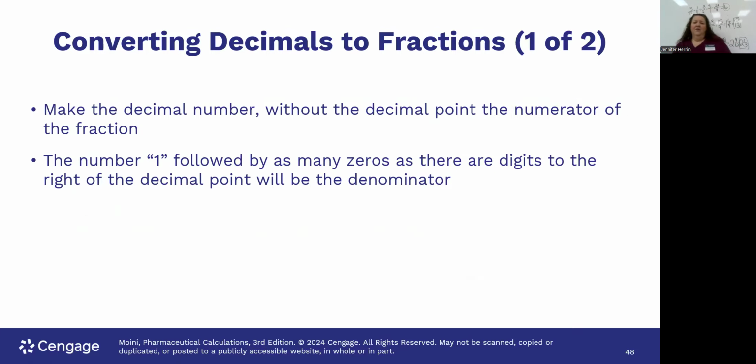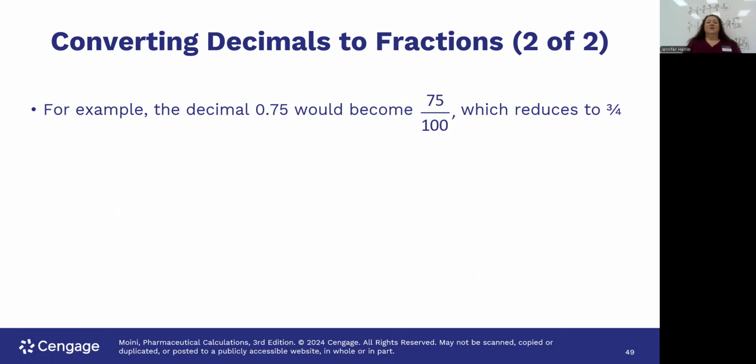Make the decimal number without the decimal point the numerator of the fraction if you need to express this as a fraction. The number 1 followed by as many zeros as there are digits to the right of the decimal point will be the denominator. So for example, the decimal 0.75 would become 75 over 100, which reduces to 3/4.